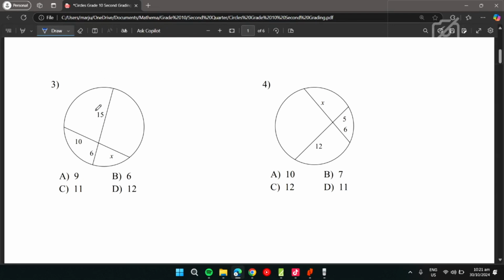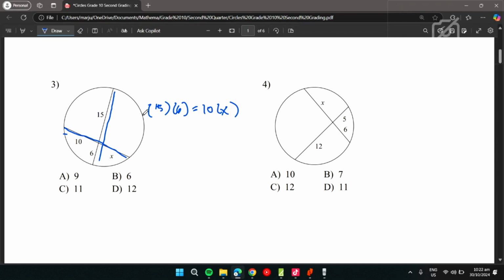Alright? So, based on the theorem, again, if you're not familiar with the different theorem, balikan mo yung post ko about that. So, ang sabi sa theorem, yung segments of these two chords are actually proportional. Alright? So, we're gonna write, I'm gonna take this one first. That is just 15. And then that is just 6 times 6. That is just equal to this one, which is 10 plus 6, right? So, I have 10. And then, x.